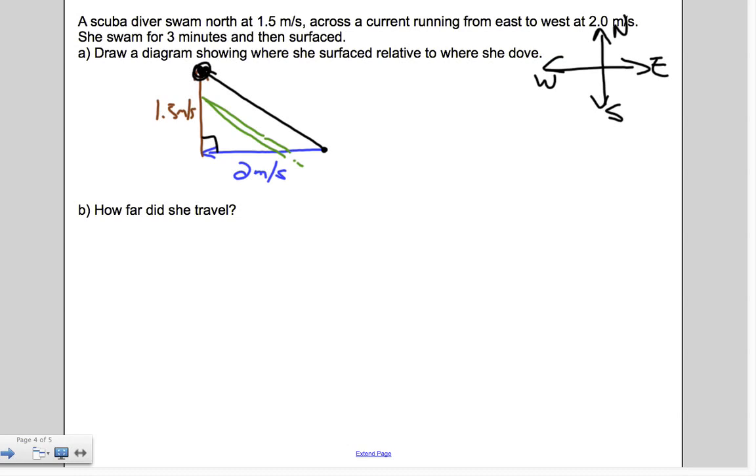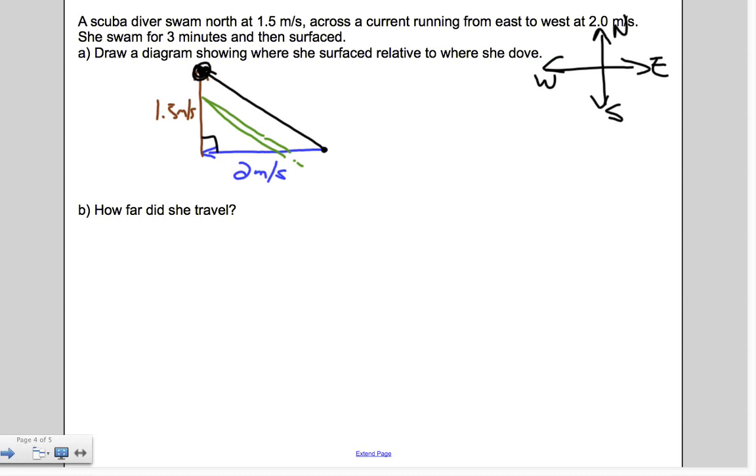Is there a faster way that we can get that though? Yes. So, yes, Zach, you can calculate the angle using tan, and then using that angle, using sine or cosine to figure out the hypotenuse. How else can we figure out the hypotenuse?